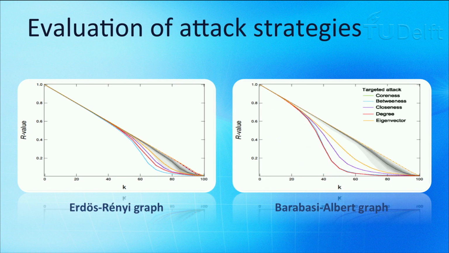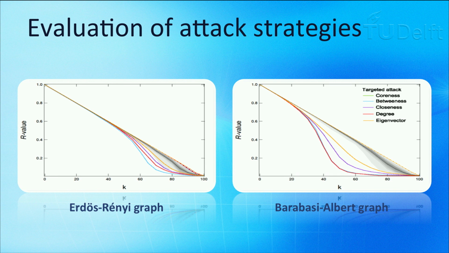Challenges can be either random failures or targeted attacks. The contours in the robustness envelopes reflect the probability of a certain attack strategy. Here, different attack strategies are compared on the Erdős-Rényi graph and on the Barabási-Albert graph. As R value, as robustness value, we have chosen the efficiency, which is the average inverse hop count of a path between two nodes in the graph.